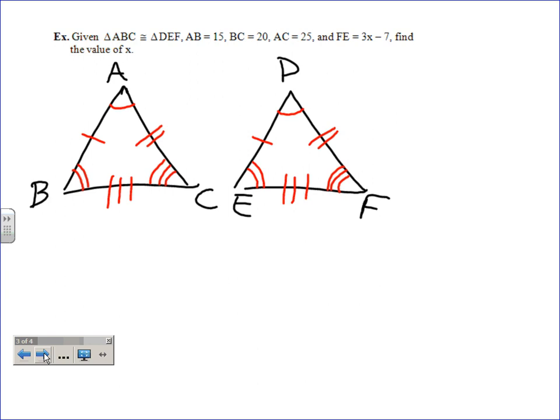All right. AB is 15. There it is. BC, where's that? Down here, 20. AC is 25. FE down here is 3x minus 7. Find the value of x, or determine the value of x. Do we have enough information? In fact, we have more than we need, right? We have extra. Okay, so now we have to sit here and figure out, well, how do we do this?